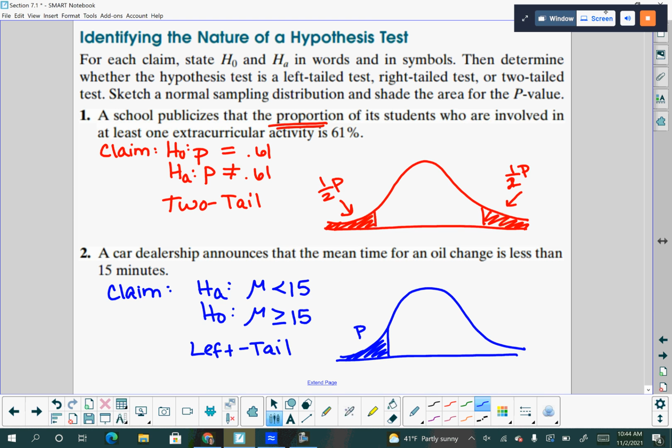So the claim is your alternative hypothesis that the mean is less than 15. So the null hypothesis, in words, we would say the mean is greater than or equal to 15 minutes for the oil change, which means it is a left tail test if my alternative hypothesis is less than, and your P then would be located to the left of whatever your standardized test statistic would be.